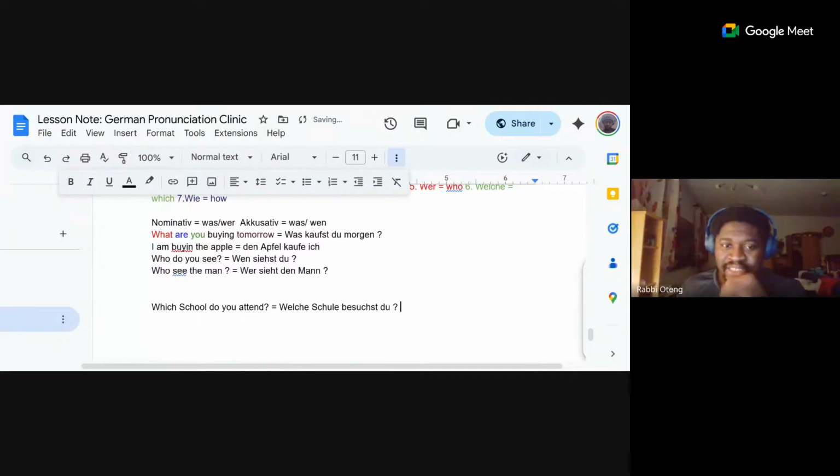Okay, so in this sentence, attend is the verb. The do and the are not verbs, they are just helping verbs. That's why in German we don't use them. We use the main verb here, attend. So welche Schule besuchst du? So here you are the subject because the verb comes after you.